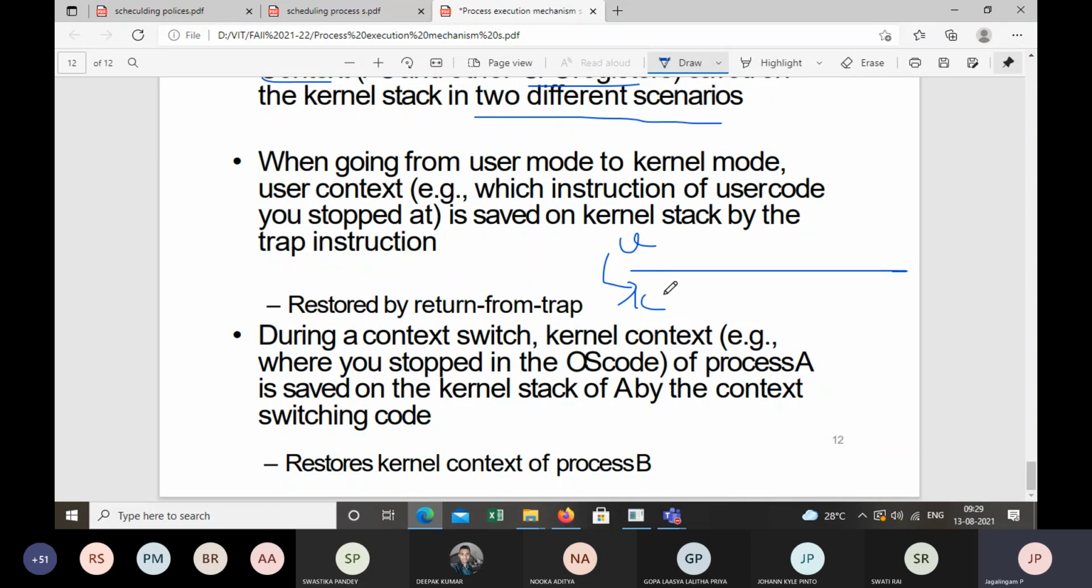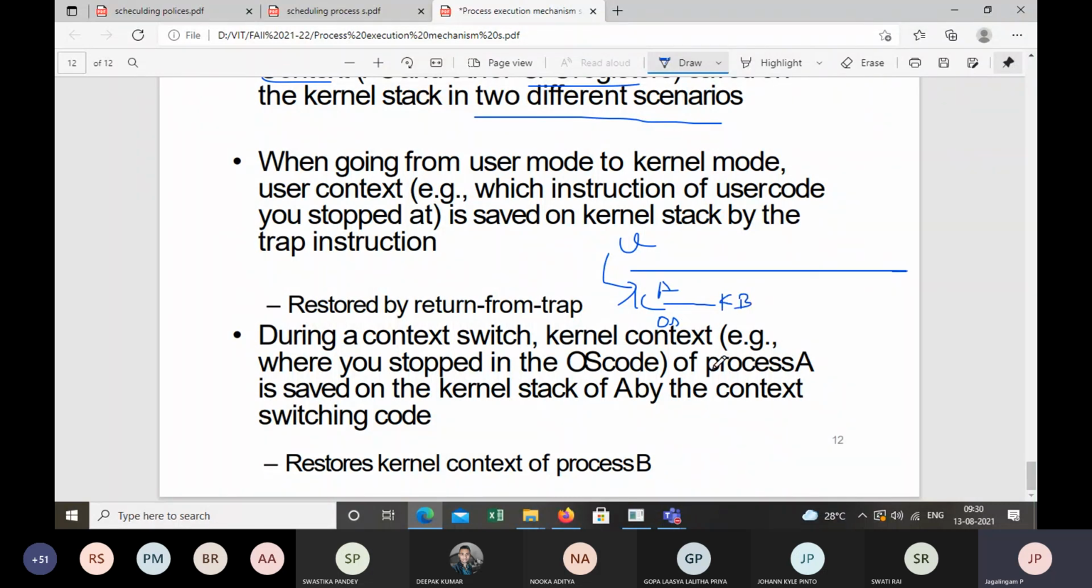Yes, sir. So what is the other scenario? When we switch from one process to another. Good. The second scenario where we store the context is this: we have moved from the user to the kernel mode, right? And now we are in the operating system mode, the kernel mode. Now the operating system decides to move from the kernel mode of process A to the kernel mode of process B.